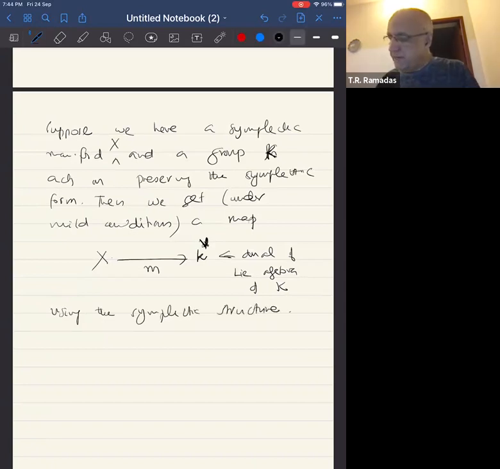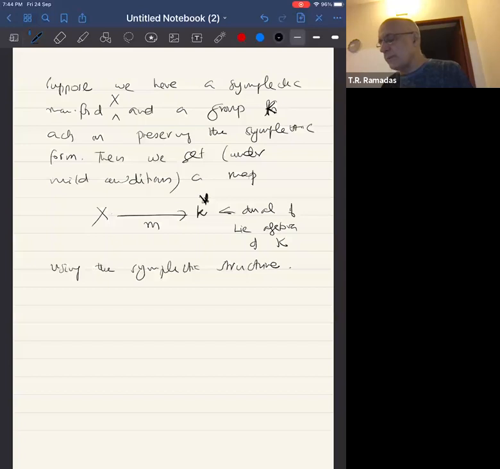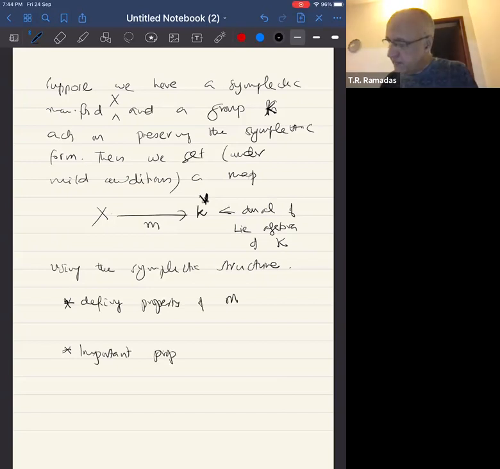Now, this map has a defining property and one other property that follows from the defining property. These are the two things I have to tell you. The defining property of M, and what is the other important property that follows from this? This is K-equivariant.